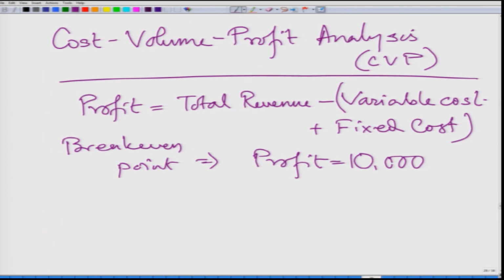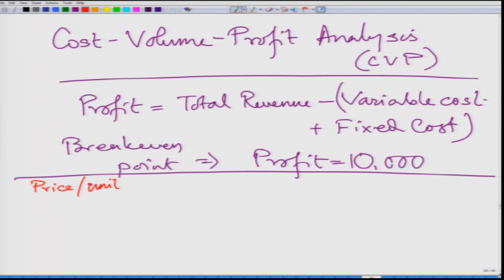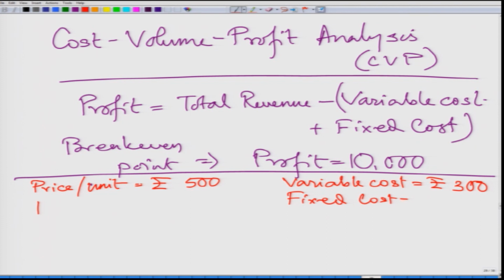Let us take a simple example. Say my price per unit of sales is rupees 500, variable cost is rupees 300, and my fixed cost is rupees 80,000. This is all the information given.